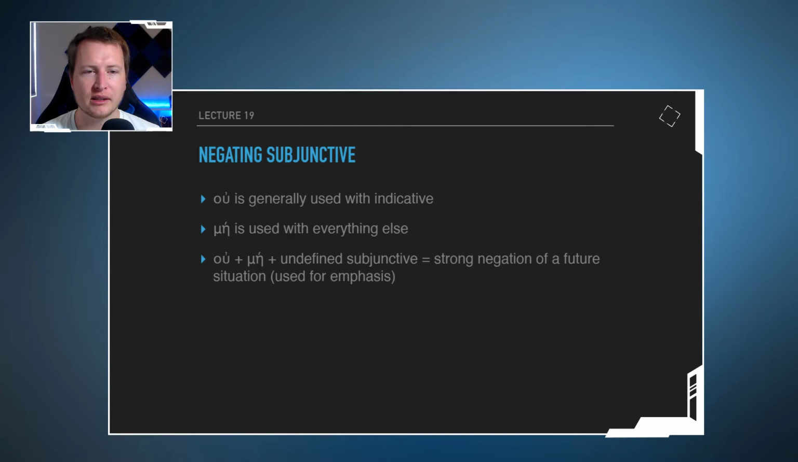So there you have it. You negate with "me" with the subjunctive, but if you're doing something emphatic, it'd be "oo me" plus the undefined subjunctive, and that's a strong negation of a future situation.